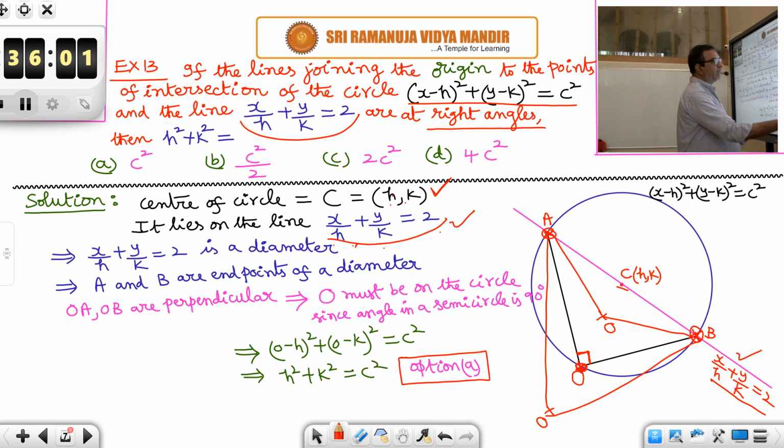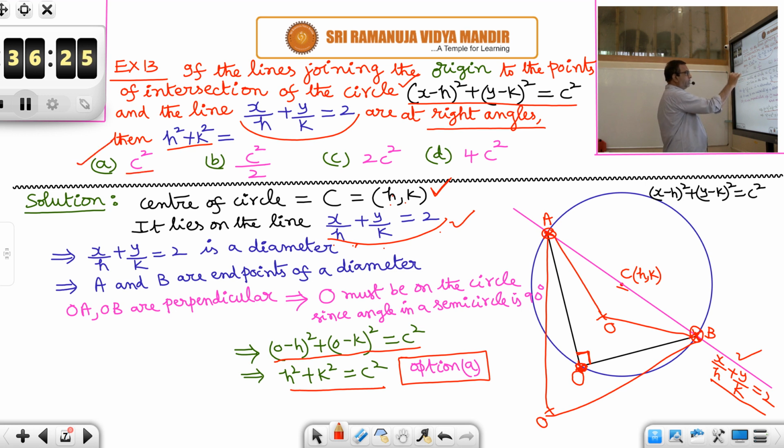That means origin must satisfy the equation of the circle. So substitute origin in the equation of the circle. (0 minus h) whole square plus (0 minus k) whole square is equal to c square. That means h square plus k square is equal to c square. So h square plus k square is what he is asking. So answer is c square. So option A is correct. Option A is correct. So here we have completely avoided the process of homogenization.